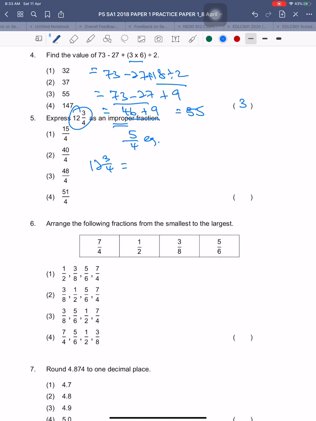The way that I think you learned in primary 4 is simply to get 4 times 12 plus 3. So repeat again, 4 times 12, which is 48, plus 3, 51. So that is how you solve this question. So 51/4, number 4.